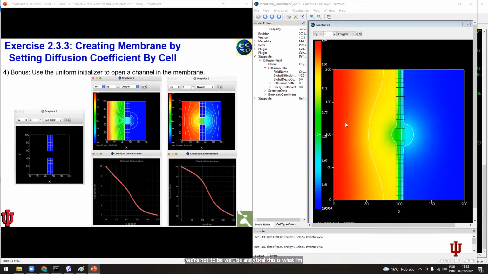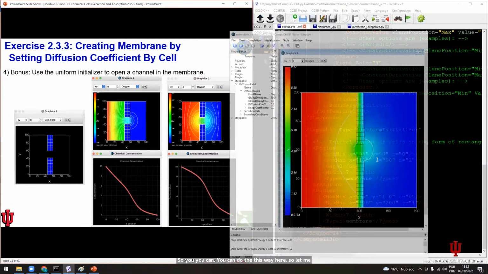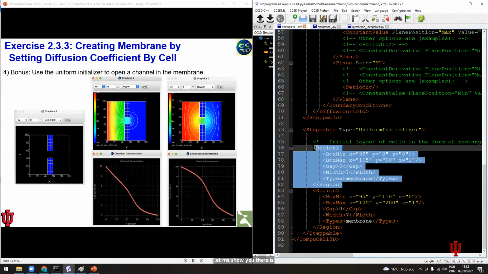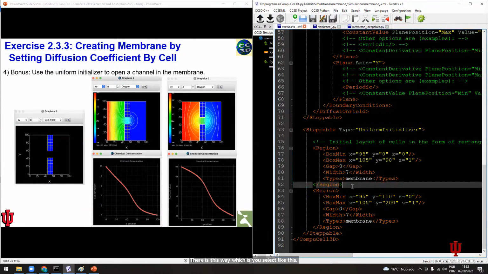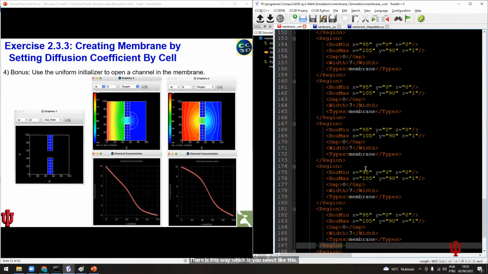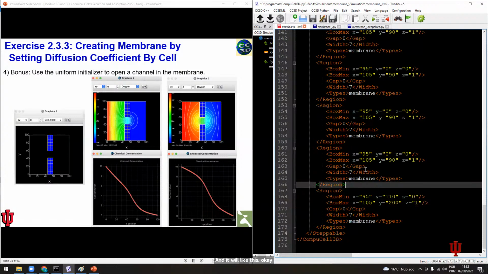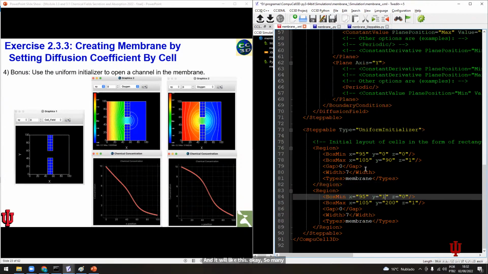Is there a better way to set up the cells in the alternating pattern within XML without having to create many regions and without generating a PIF? So you can do it this way here. Let me show you. There is this way, which is you select like this, and you do like this. Okay, so many regions.